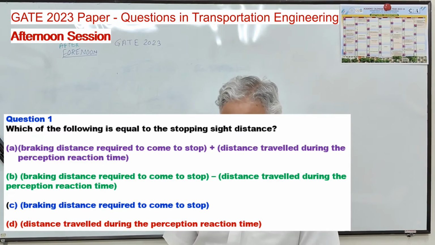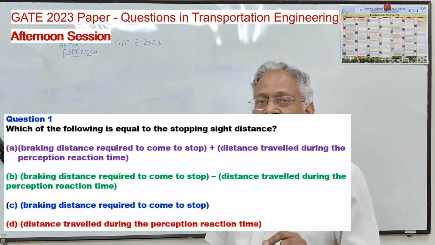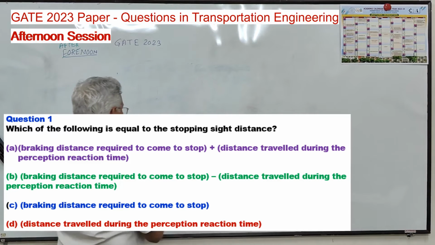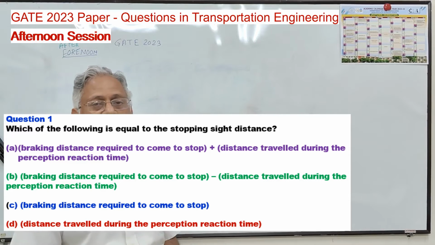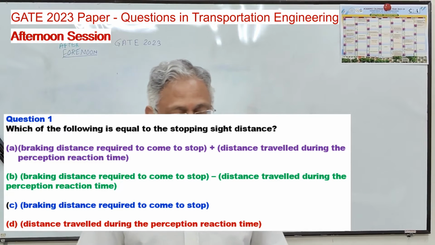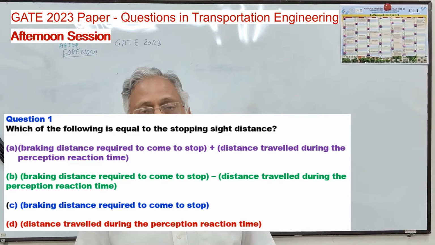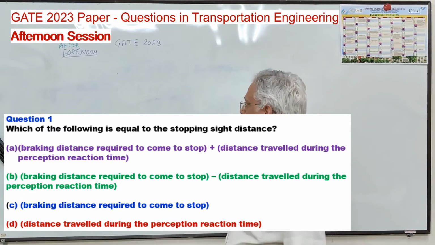The first question is, which of the following is equal to the stopping sight distance? Here 4 options are given. A, braking distance required to stop plus distance traveled during perception reaction time. B, braking distance required to stop minus distance traveled during the perception reaction time. C is braking distance required to stop, and D is distance required for perception reaction time. Now, this is a very straightforward question.